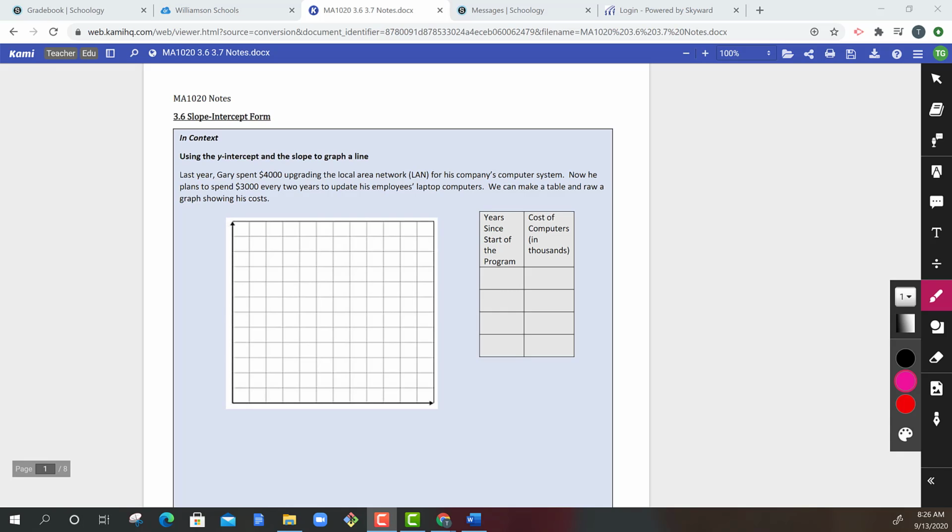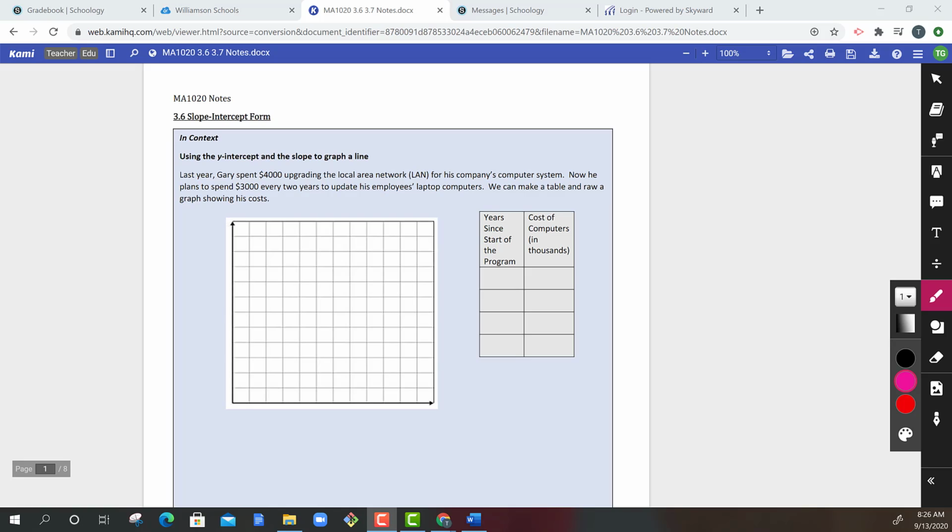All right, so this is section 3.6. We're going to talk about slope-intercept form. So this says we're going to use the y-intercept and the slope to graph this line. So first off, it says last year Gary spent $4,000 upgrading the LAN for his company's computer system.